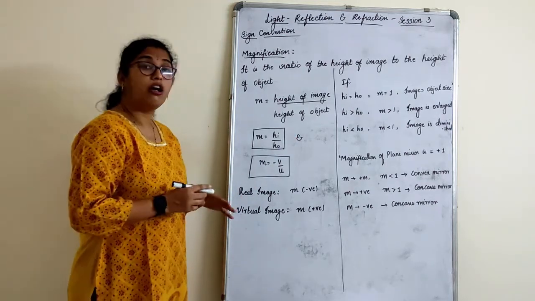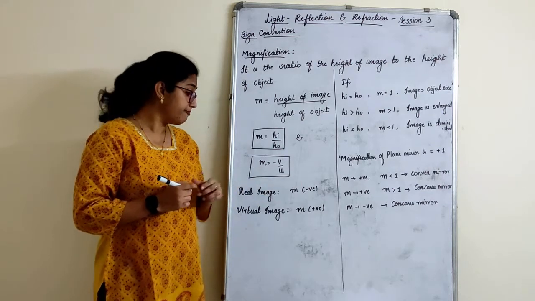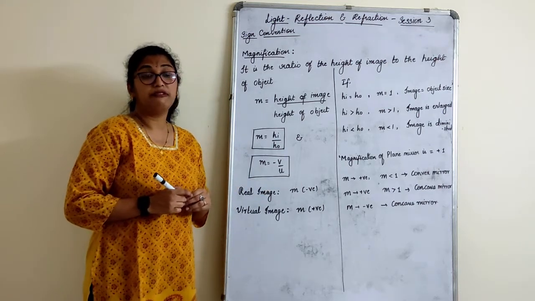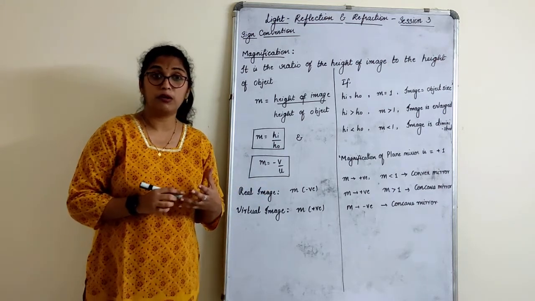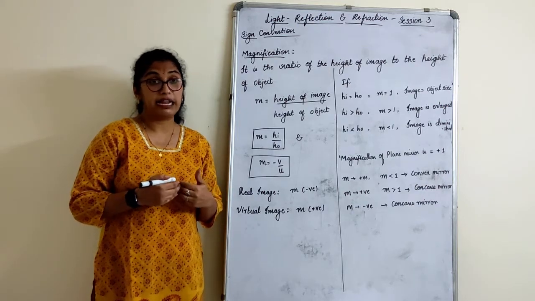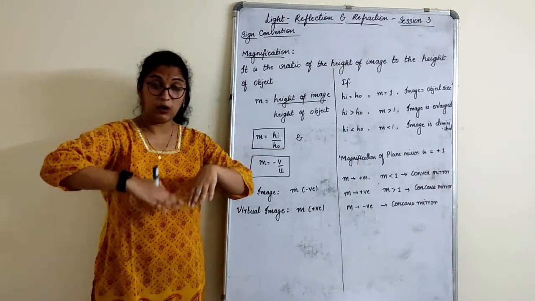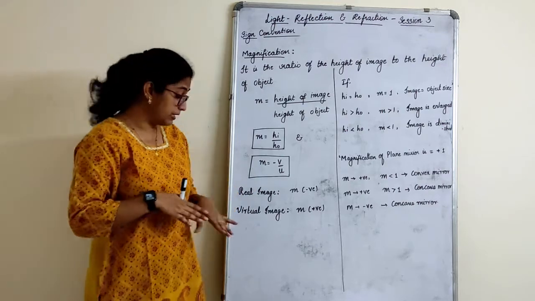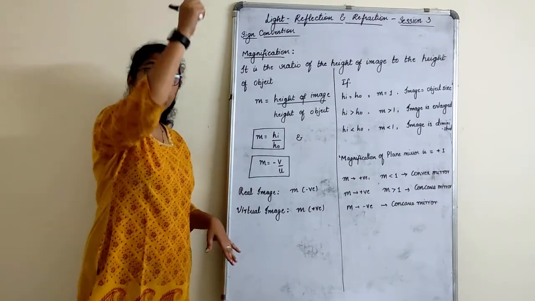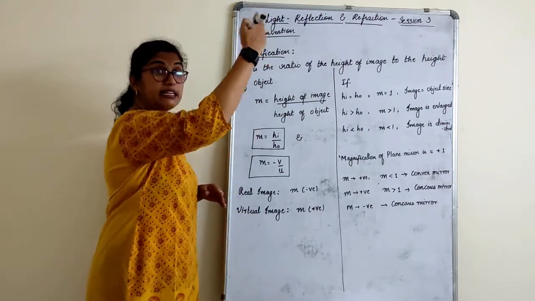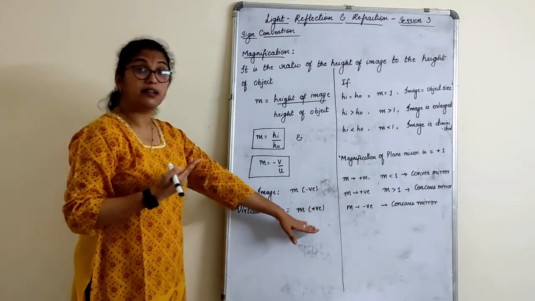Next one. All real images have negative magnification. That is true. Why? Because real images are always inverted, right? They are always this side, down. So magnification is negative only. Virtual images are on the top. This side what we get, right? Virtual and erect. That's why they are positive.